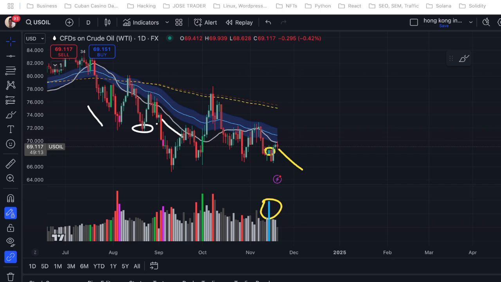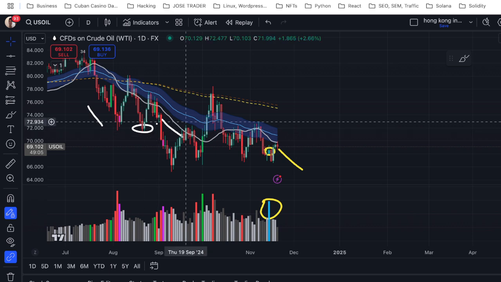Let me explain to you guys. It's 6:10 in the evening, Brasilia time, the local time. Let me explain to you guys my vision about oil. Let me show you my screen. So I have here my TradingView chart, it's on USOIL on the daily chart.